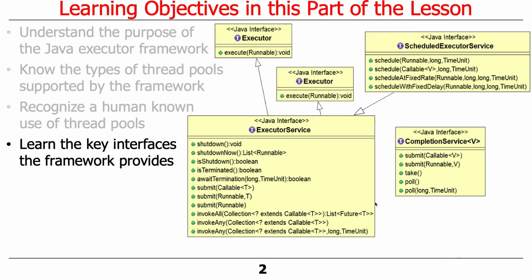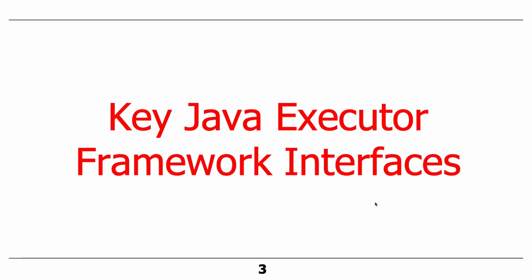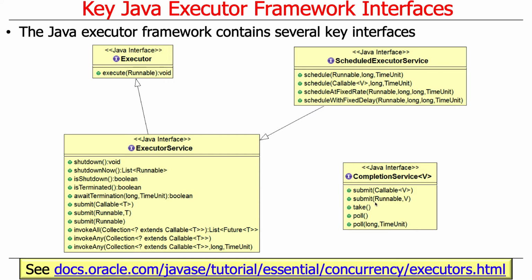Okay, part two. We'd already talked about what a thread pool is, and talked at a high level about what the general types of thread pools are. I'm going to talk about the core interfaces the Executor framework provides, and as you can see, there's just a handful of them. So there are several key interfaces.